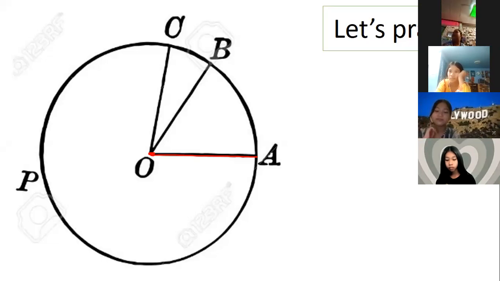So again, any line that passes through the center point, that is what we call diameter. And the radius is from the center point going to another part of the circle. Okay? Now, yesterday, I think that is very clear that you understand.